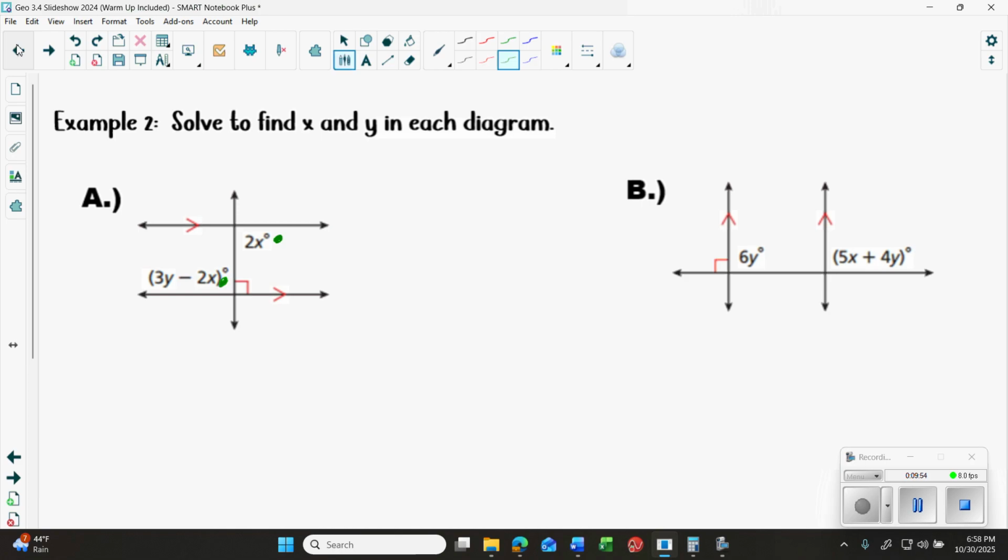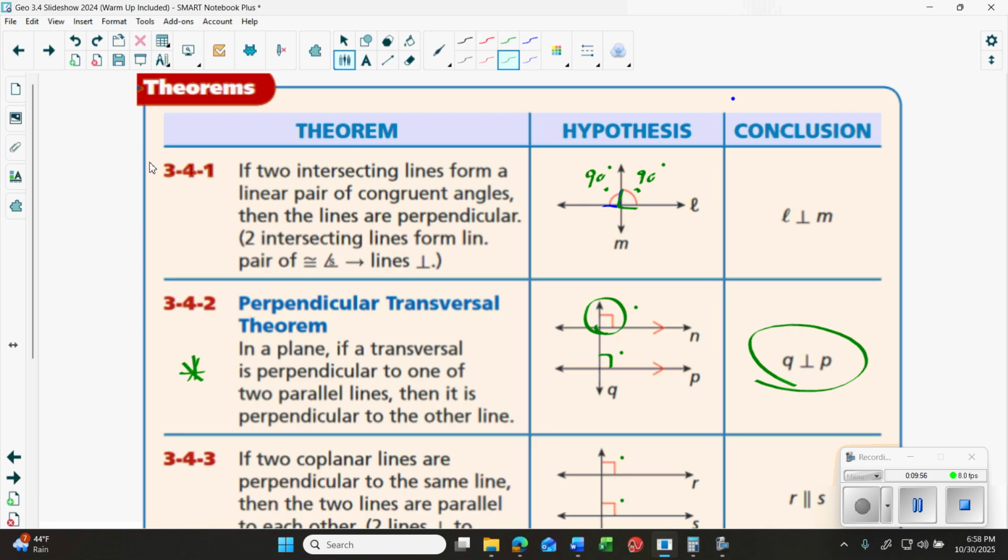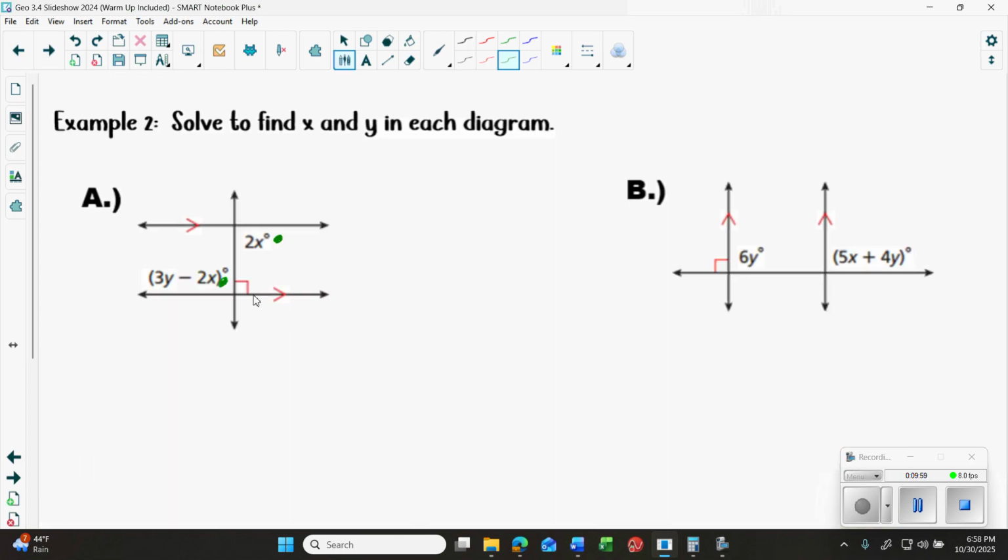Well, this is an example of using the perpendicular transversal theorem, because it says these two angles are perpendicular because they meet at a 90-degree angle. So that means these two lines have to meet at a 90-degree angle, and they're perpendicular. But what I can say is, not only is this 90, so is this. Why does that help me? Well, now I have linear pairs here. And I can say 2x is equal to 90. Then I can divide both sides by 2 to get x is equal to 45. So I know x is now 45.